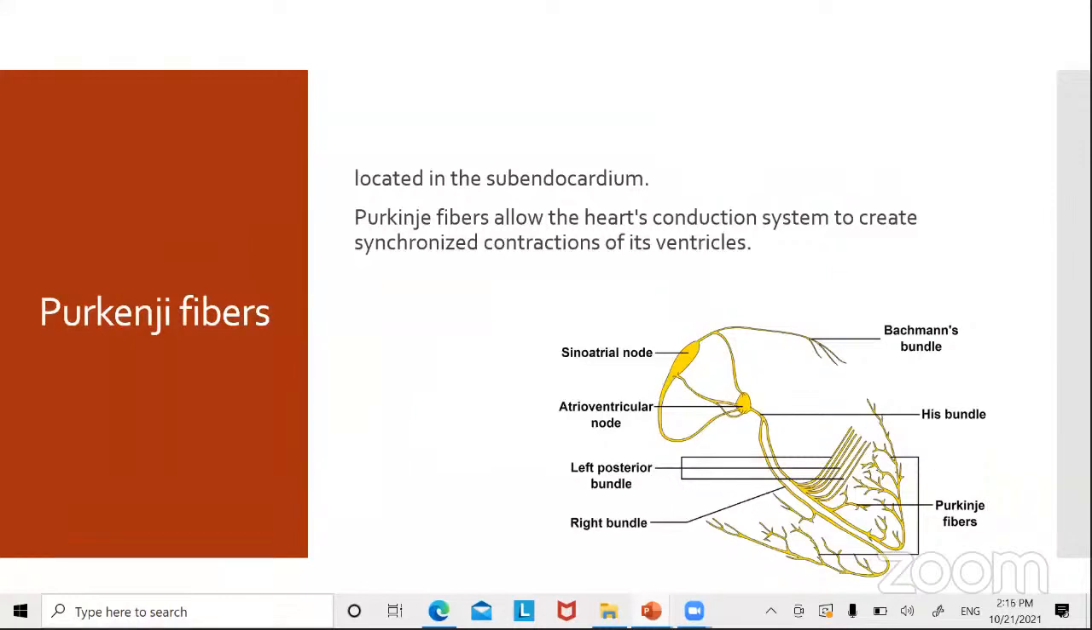The Purkinje fibers are specialized conducting fibers with a large number of mitochondria that are able to conduct the cardiac action potential more quickly and efficiently than any other cells in the heart. They are located in the inner ventricular walls of the heart in the subendocardium. The Purkinje fibers allow the heart's conduction system to create a synchronized contraction of the ventricle and are therefore essential for maintaining a consistent heart rhythm.